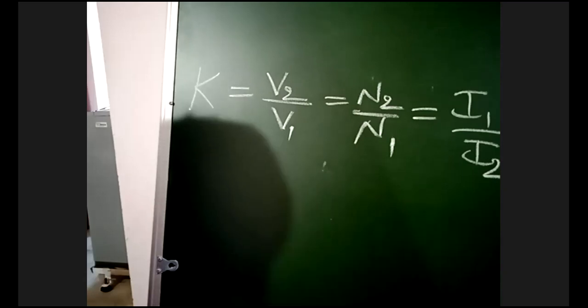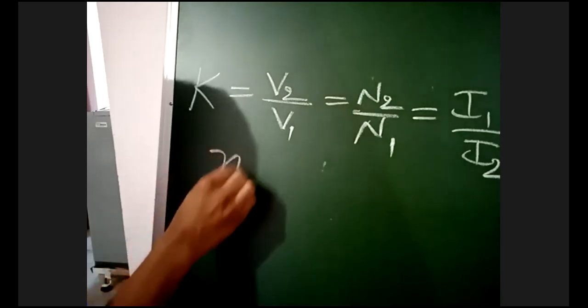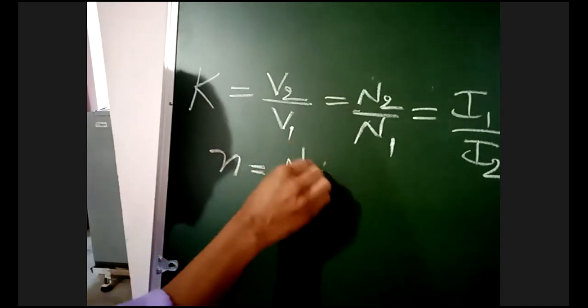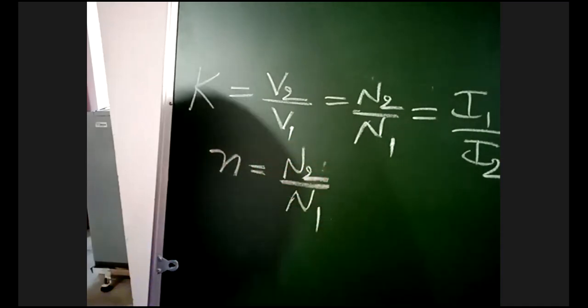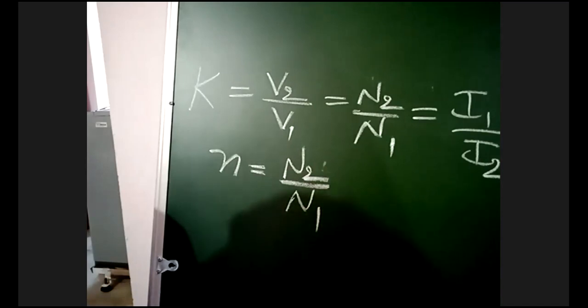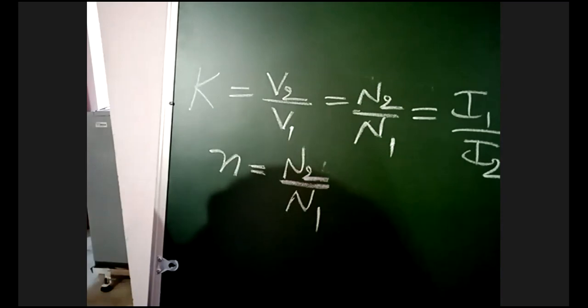One more formula that is called turns ratio, right? Turns ratio N is equal to N2 by N1. Turns ratio is defined as N is equal to N2 by N1.